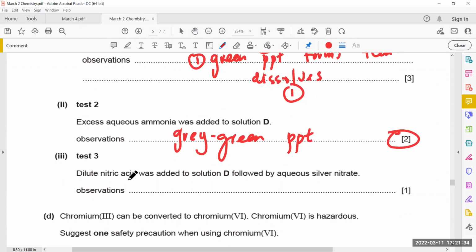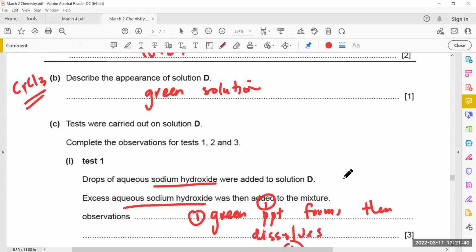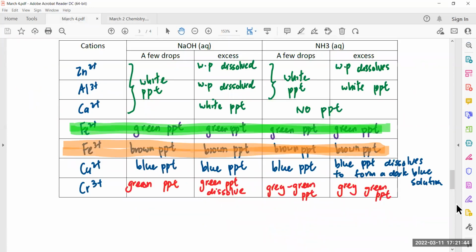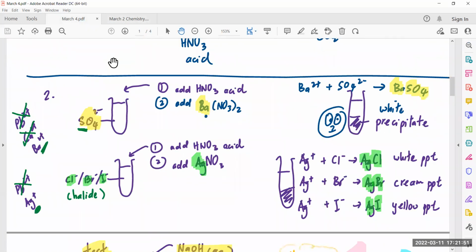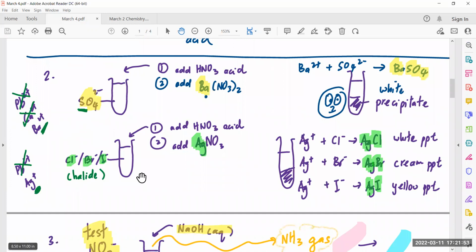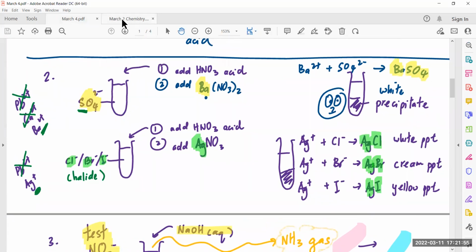Two marks. Nitric acid was added to solution D, followed by silver nitrate. This is chloride. Chloride with silver, what color do you see? You see white precipitate. Okay.